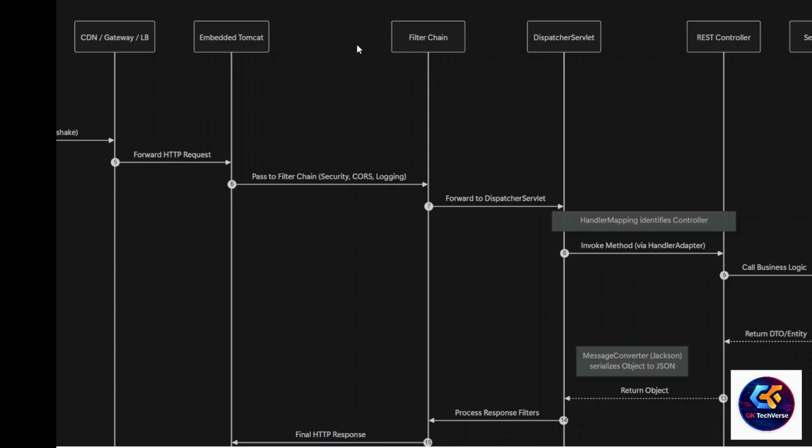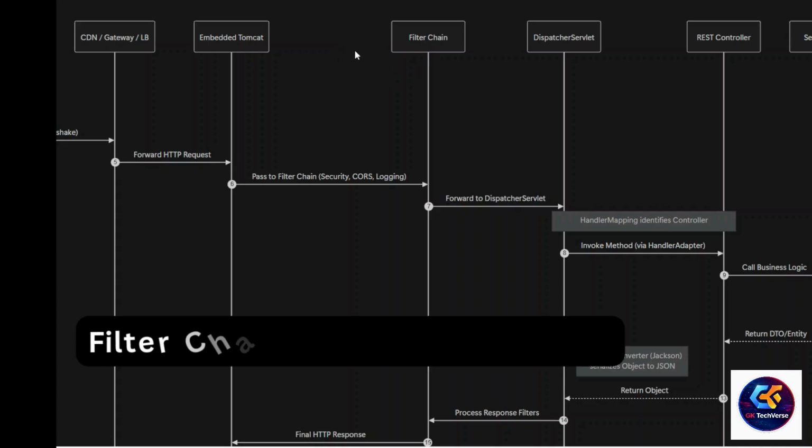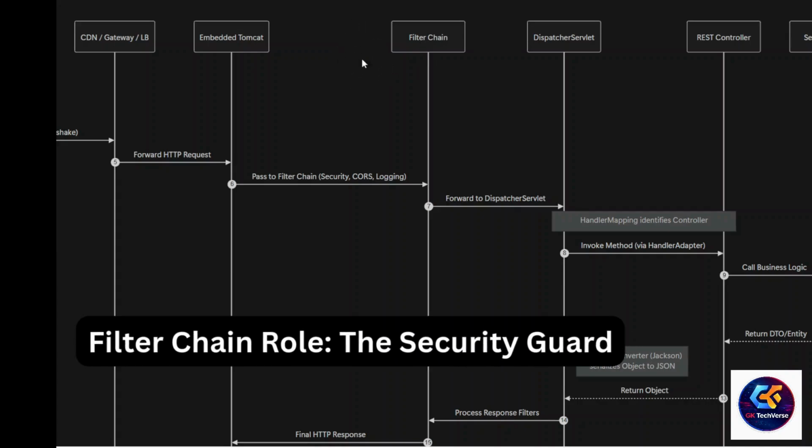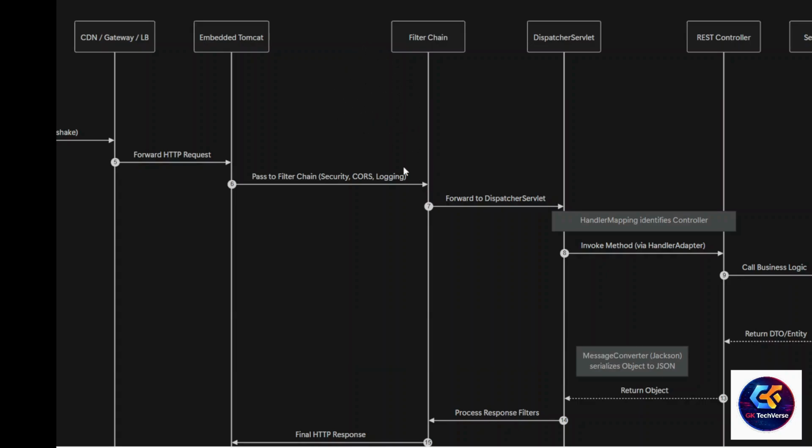Before reaching your code, the request must pass through a filter chain. So we use filters. This is where global concerns like Spring Security, JWT validation, CORS headers, and request logging happen. If the user isn't authenticated, the filter can reject the request right here.